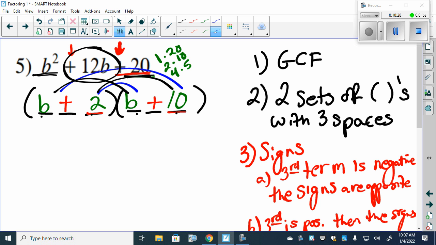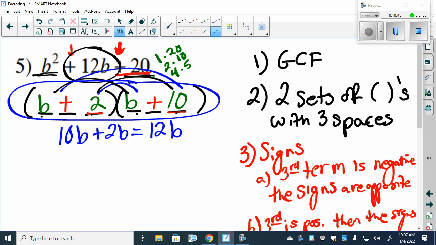So if we check it here, b times 10, we get 10b. And 2 times b is going to be plus 2b, which gives us, is that the middle term that we wanted? Well, yes. So this here is the factored form of this polynomial expression. Hopefully this is coming back to y'all. Any other questions on this here?